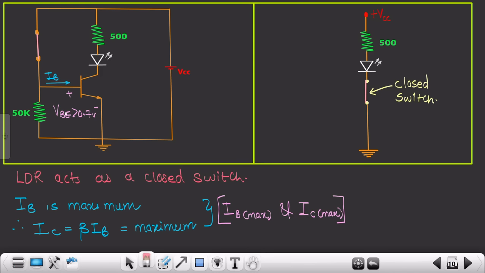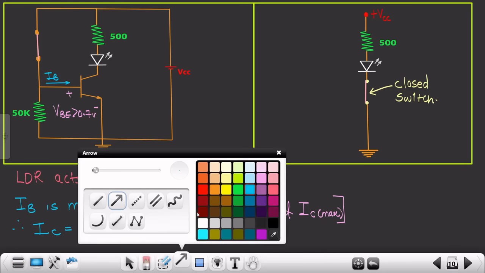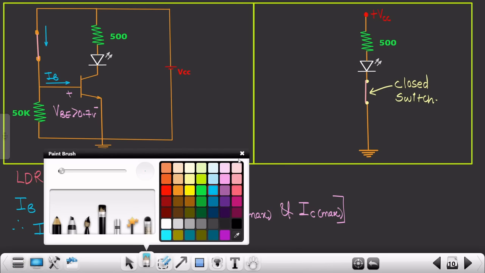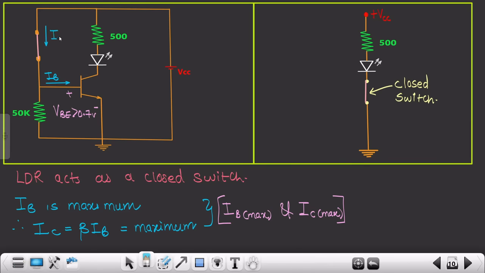Now I will explain why I connected this 50 kilo ohm resistor over here. See, there is current I1 flowing in this particular direction. Now let's suppose this current reaches this particular node. It gets divided into two parts, that is IB and the second one, that is I2. So I2 will flow in this particular direction.